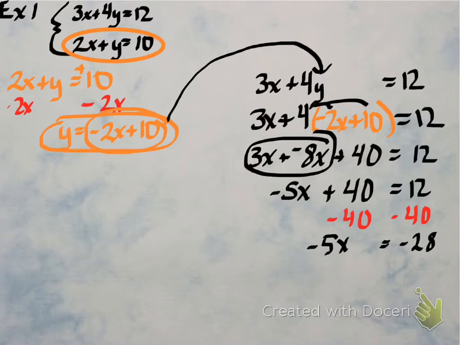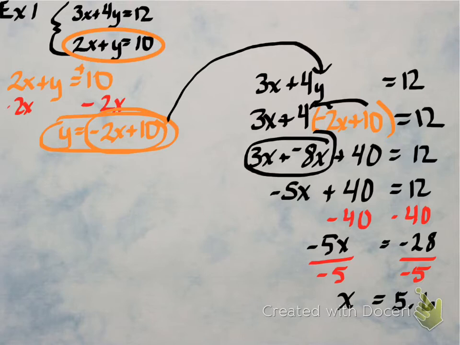Now I need to get the 5 separated from the x, and to do that I'm going to divide both sides by negative 5. That leaves me with x equal to 28 divided by 5. I could reduce that and just leave it as 28/5, or, since that will divide evenly, I'm going to go ahead and change it to a decimal: 5.6.